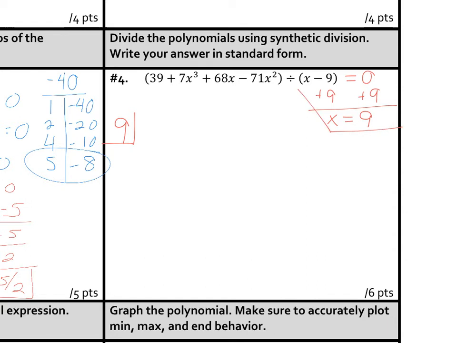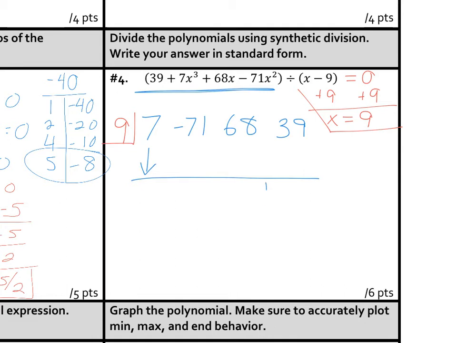Now we're going to take whatever numbers and terms are over here in the first polynomial and put them in standard form. So that's biggest to smallest exponent. But we really only care about the numbers that are in front, so the coefficients. So that would be the 7, the -71, 68, and 39. Okay. We always draw an arrow down from that very first number, and then we put a box underneath at the very end. That's going to hold our remainder.